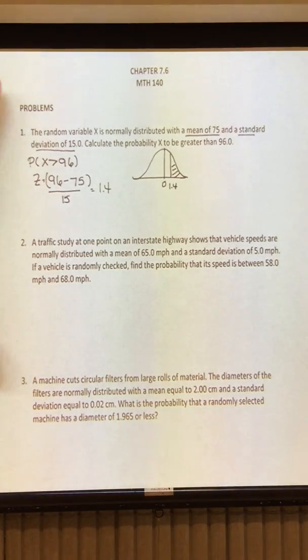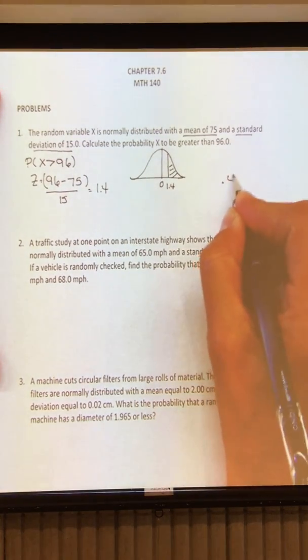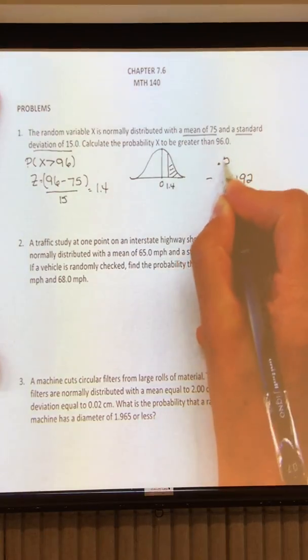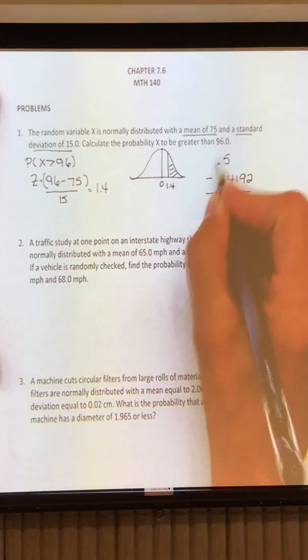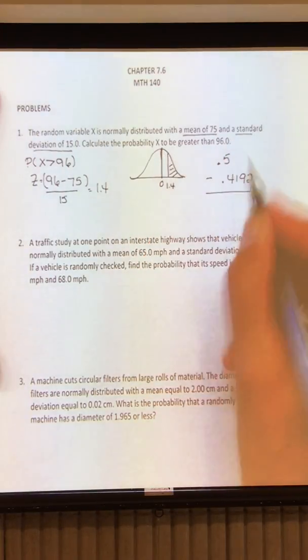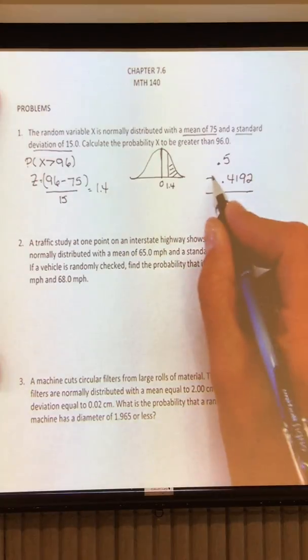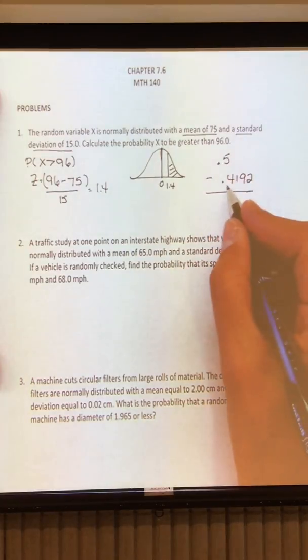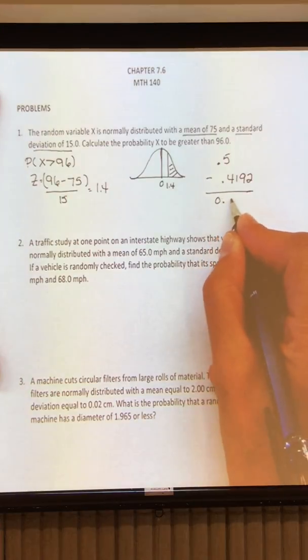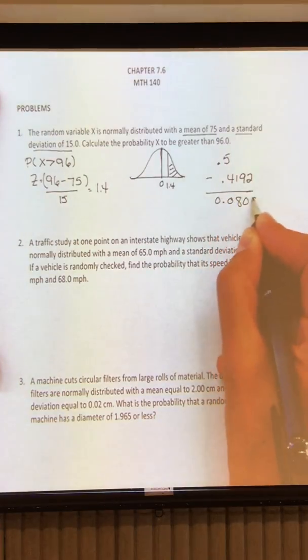0.4192. So you take 0.4192 and subtract that from 0.5. Why 0.5? Because the whole side to the right is 0.5, and because it's a tail, so you take 0.5 minus 0.4192, and your answer is 0.0808.